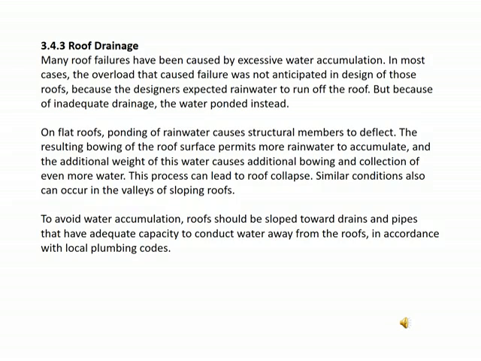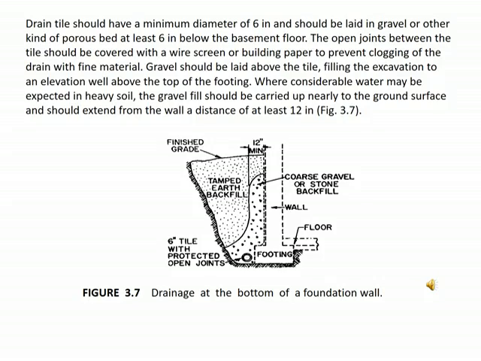There's a drainage at the bottom of the foundation wall. So at the foundation wall, we also need to provide drainage. The drain tile should have a minimum diameter of 6 inches and should be laid in gravel or another kind of porous bed at least at the level below the basement floor. So at least below the basement floor, you have to put the drain.